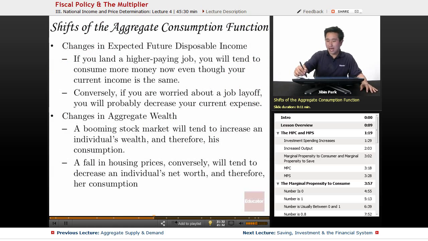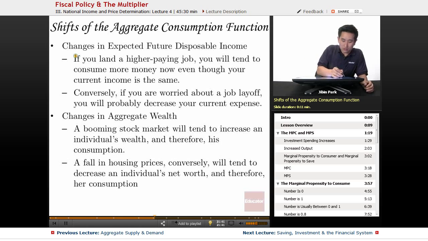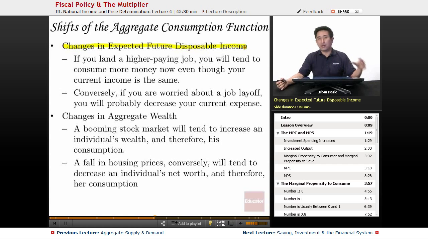So how is this aggregate consumption function going to shift? There are two ways you're going to see it shift. The first is changes in expected future disposable income. Let's say you're at a job and you expect to get a promotion. Even if you didn't get the promotion yet, changes in expected future disposable income are going to increase your consumption function. The idea is that if you elevate to a higher level of wealth or yearly income, you're probably going to think you're richer than you actually are.